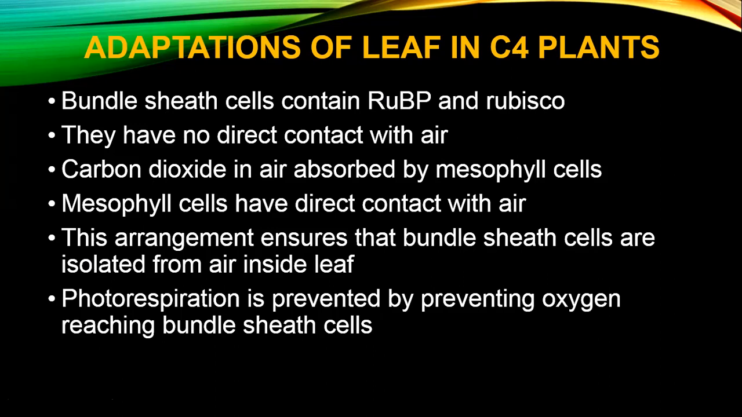So photorespiration is prevented by preventing oxygen from reaching bundle sheath cells, because earlier we discussed a point that ribulose bisphosphate and rubisco both are kept away from the high concentration of oxygen.